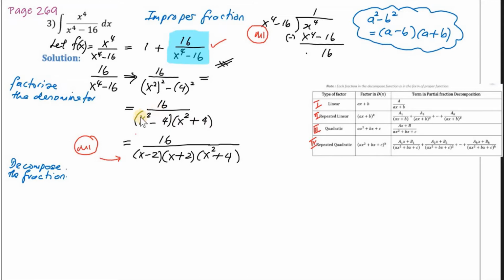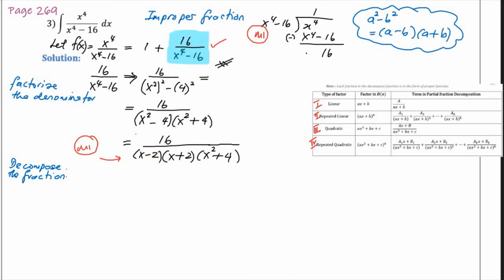But this portion, you can still factorize further. It becomes x minus 2, x plus 2. And we put it back, that x squared plus 4, we cannot factorize further. Make sure that you show it, because there's a mark given there for you to factorize. And after that, only then we consider to decompose the fraction.